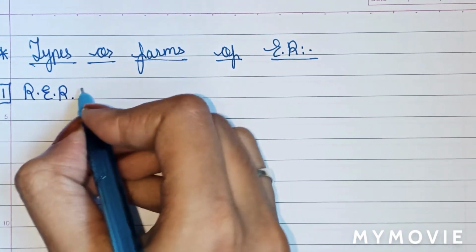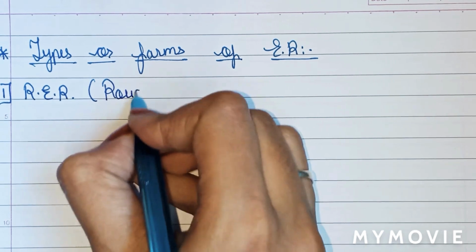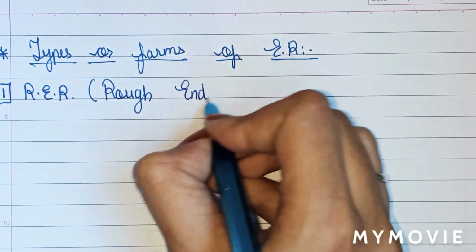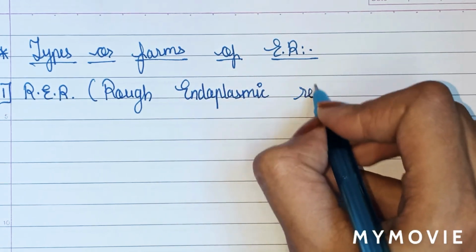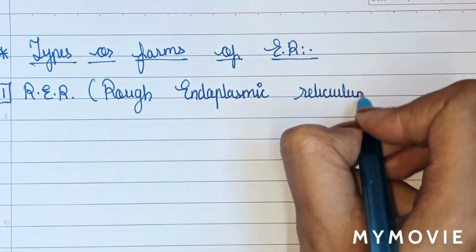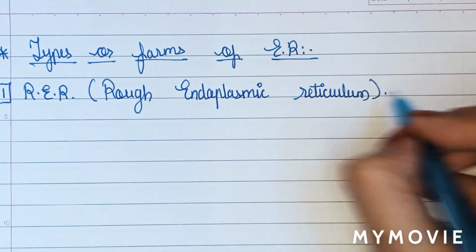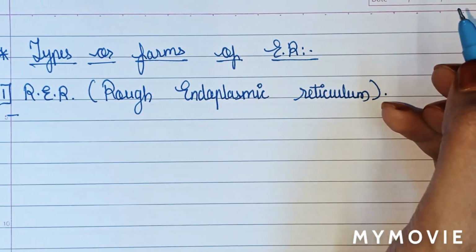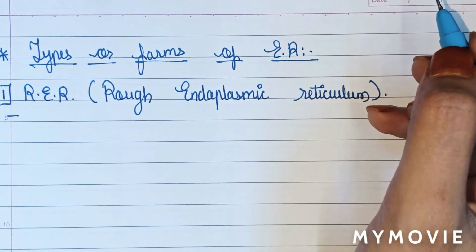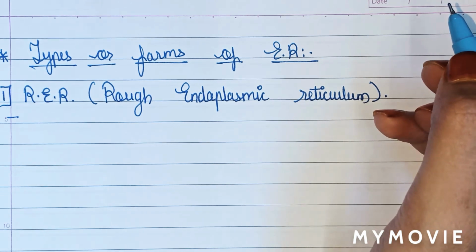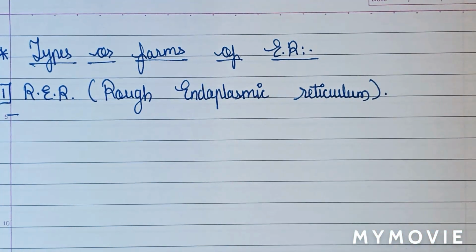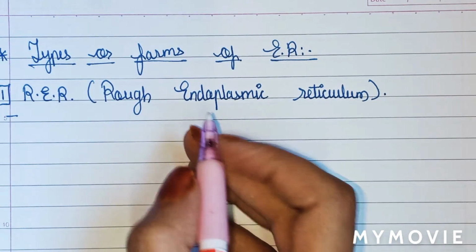RER means rough endoplasmic reticulum. So what is rough endoplasmic reticulum? When ribosomes are present on the surface of endoplasmic reticulum, then it becomes rough, so it is known as rough endoplasmic reticulum. Let us first draw the diagram of rough endoplasmic reticulum.